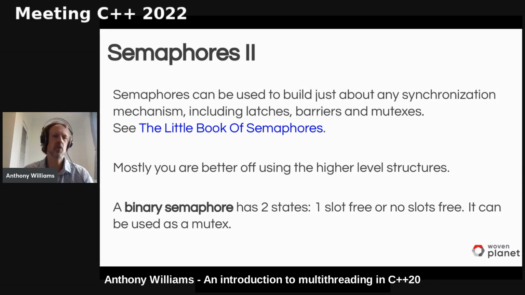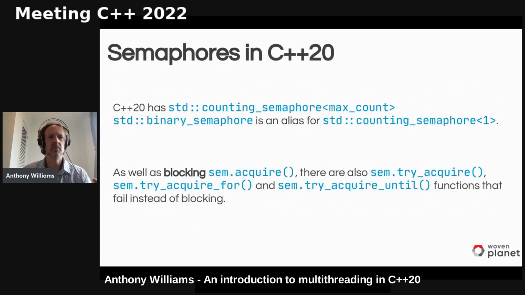A binary semaphore is a semaphore with 2 states. One slot free or no slots free. It could be used as a mutex. In C++20, therefore, we've got the 2 types. We've got a counting semaphore and a binary semaphore, which is just an alias for counting semaphore of 1, though it might in practice be a specialization with more optimal code. And then also, you don't have to block. You can just try to acquire a semaphore and return immediately, or maybe for a time period or until a point in time.